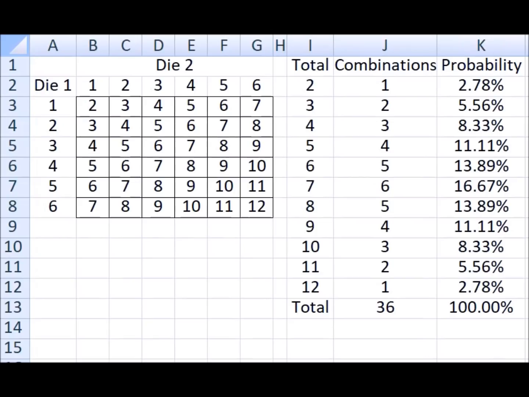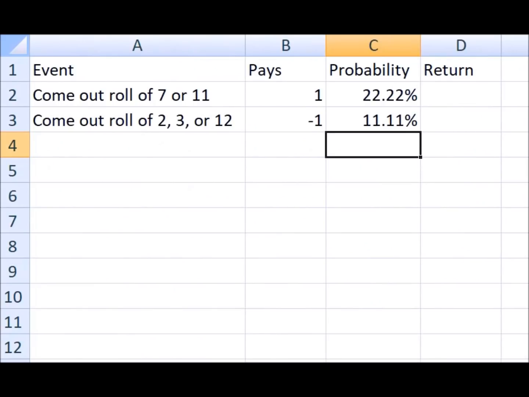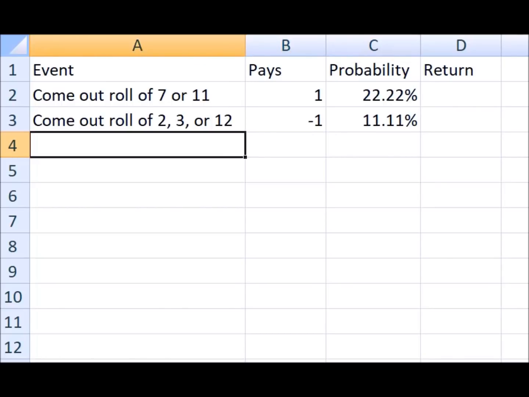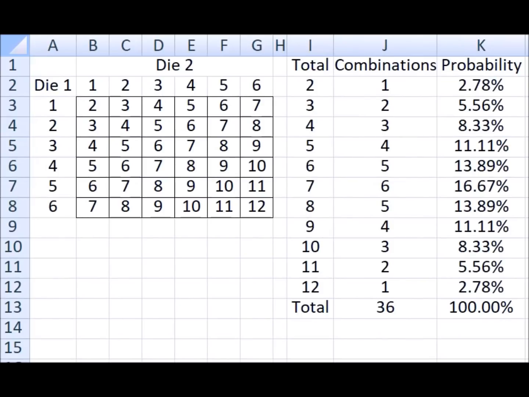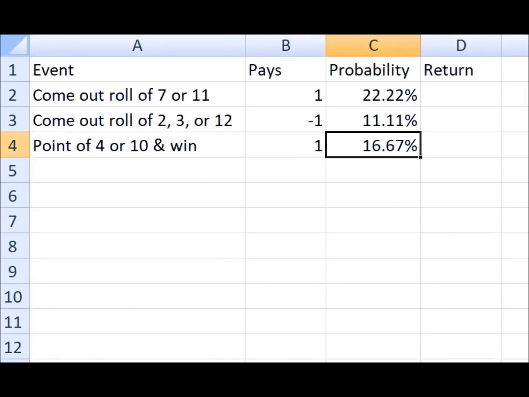So, as we saw from the previous part, the probability of rolling a 2 is 2.78%, a 3 is 5.56%, and 12 is another 2.78%. So the probability of losing on the come out roll is 11.11%. Another possible outcome is the point is a 4 or a 10, and then the player goes on to win. We saw the probability of rolling a 4 is 8.33% and a 10 is also 8.33%. So the probability of rolling a 4 or a 10 on the come out roll is 16.67%, but you don't always win.